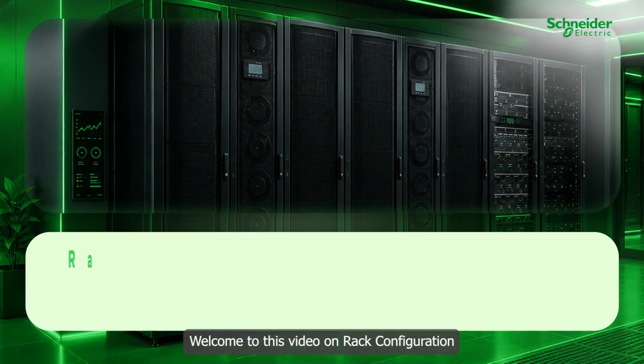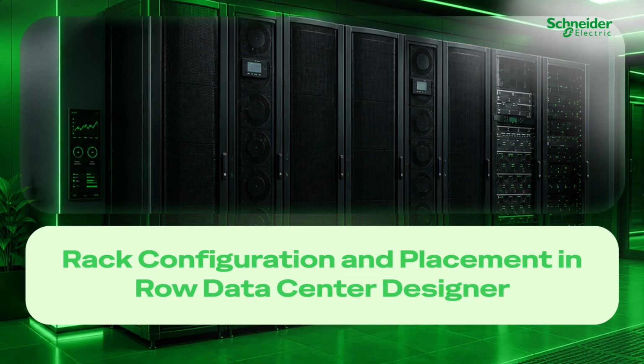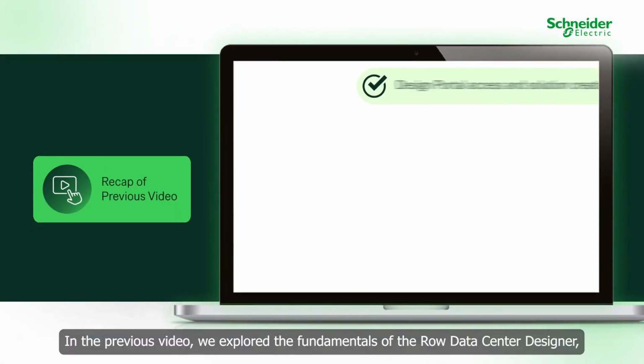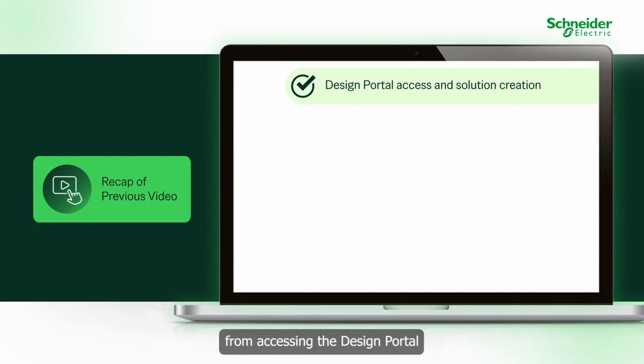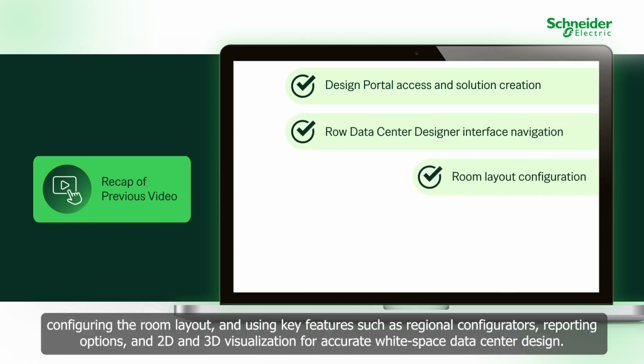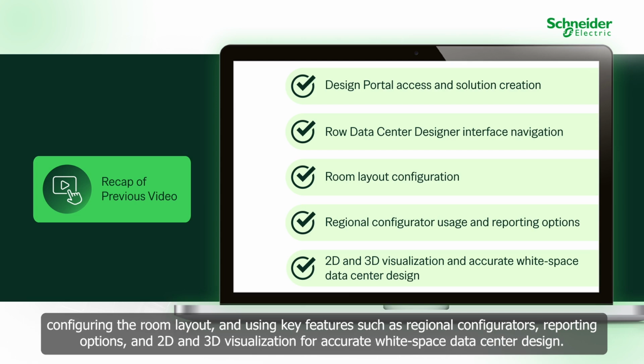Welcome to this video on rack configuration and placement in Row Data Center Designer. In the previous video, we explored the fundamentals of the Row Data Center Designer, from accessing the design portal and creating a new solution to navigating the interface, configuring the room layout, and using key features such as regional configurators, reporting options, and 2D and 3D visualization for accurate whitespace data center design.